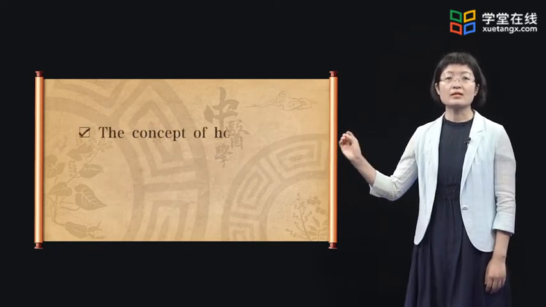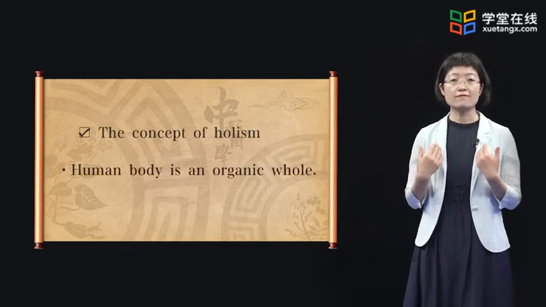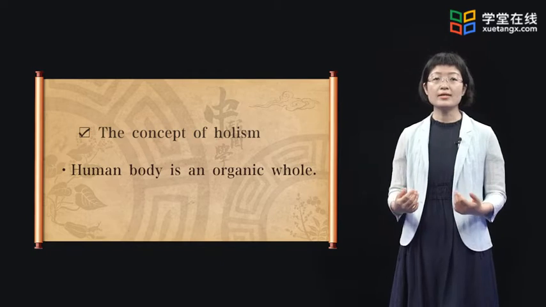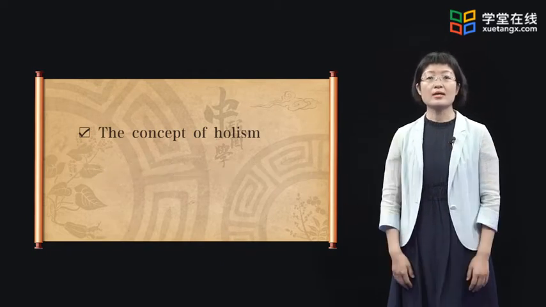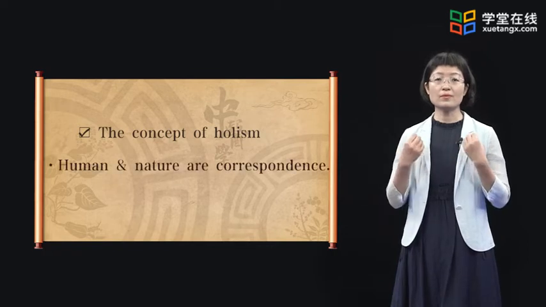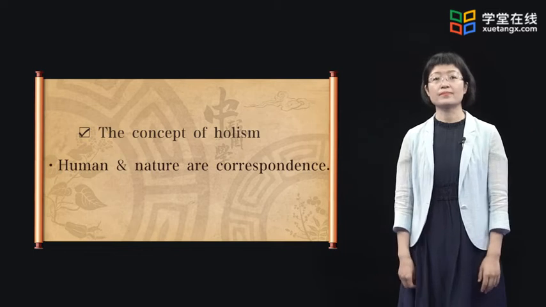First one, the concept of holism. TCM regards the human body itself as an organic whole interconnected by zangfu organs, meridians, and collaterals. TCM also holds that the human body is closely related to the outside world.